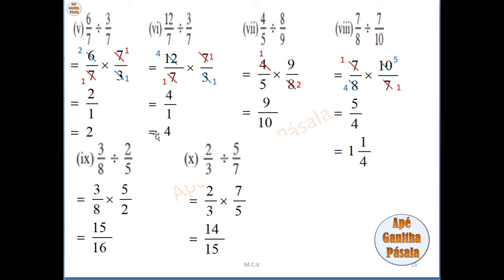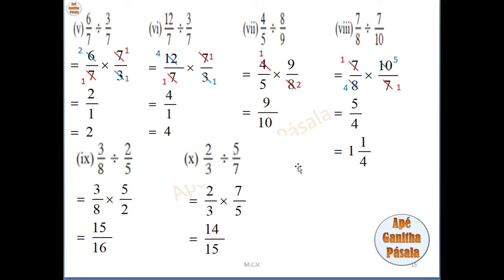3 divided by 3, 1. 12 divided by 3, 3 into what? 12. 3 into 4, 12. Therefore 4. 7 and 7 can be simplified. Now we have simplified all the numerators and denominators. Then after that you have to multiply. 4 multiplied by 1, 4. 1 multiplied by 1, 1. 4 over 1. So 4 over 1 can be written as 4.